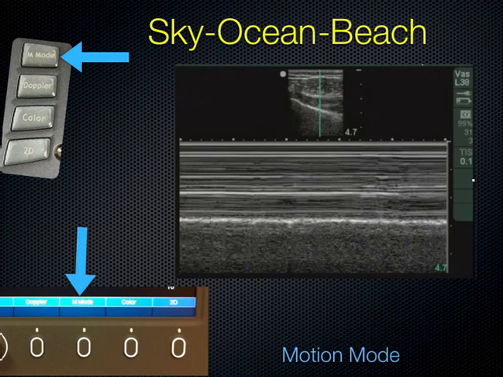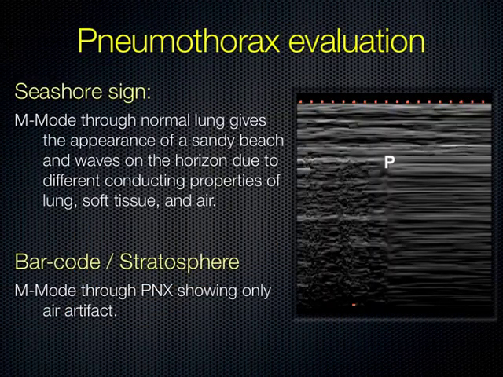If the lung has dropped, the beach disappears, because you just basically have stripes the whole way down, because all you're getting are reverberations from the soft tissue. You can't see any lung, you can't see motion of the lung, so the beach drops out of the picture and you have a barcode or stratosphere sign.